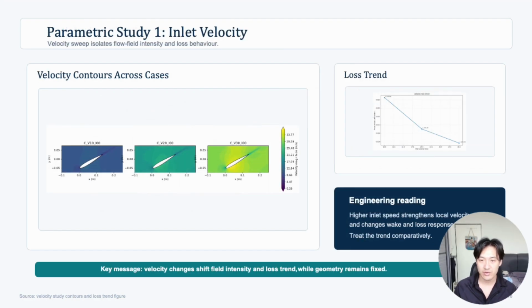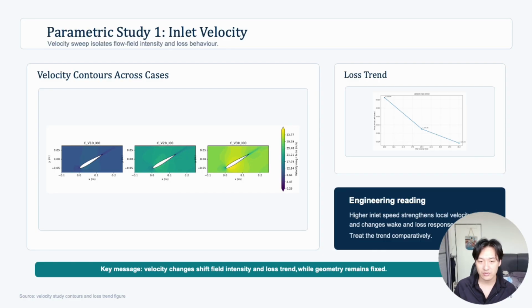The first parametric study is the inlet velocity study. Here, the incidence is kept constant, and only the inlet velocity changes from 10 to 20 and 30 meters per second. The velocity contours show that the absolute velocity level increases with the inlet speed, which is expected. However, the normalized comparison is more useful for understanding the flow pattern because it separates the effect of the speed magnitude from the shape of the flow field.